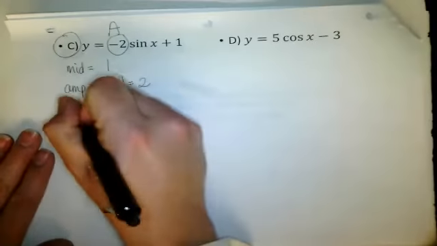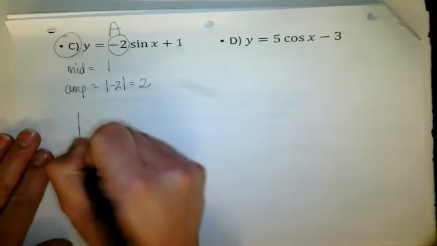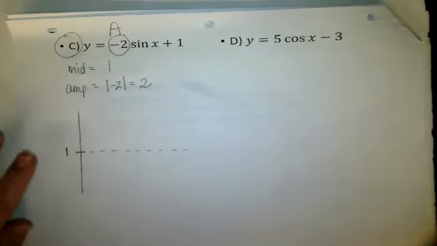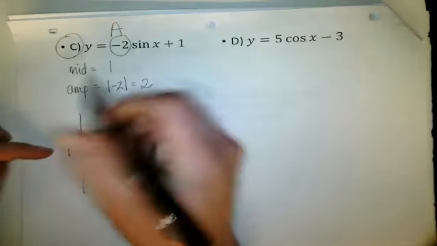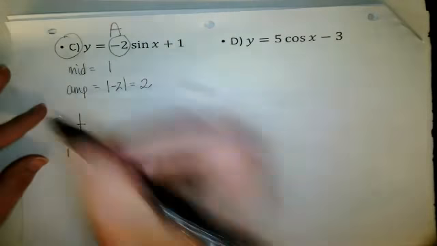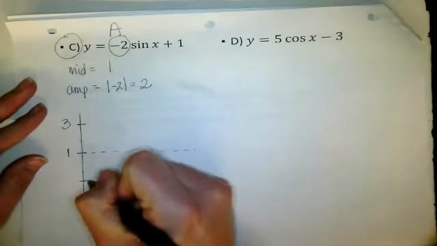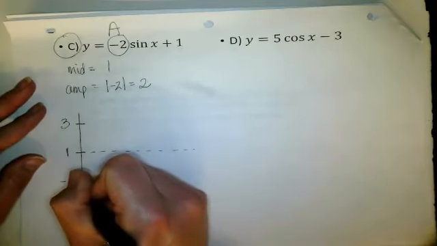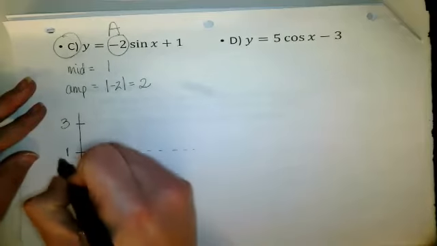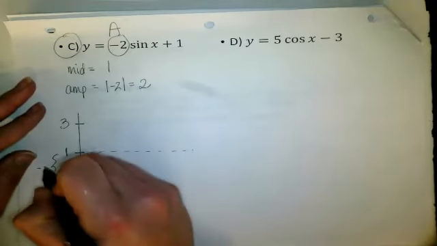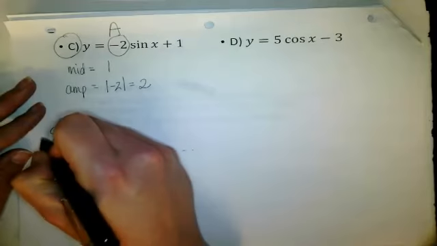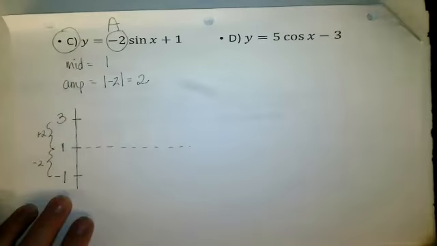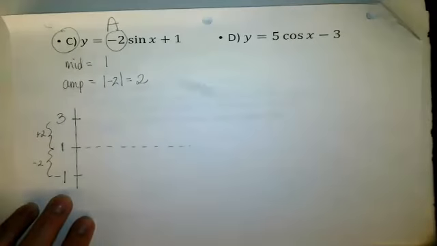Okay. So on my vertical axis here, my midline is 1. So I'm going to go ahead and make that my dotted midline. The amplitude says 2 above. What's my maximum? 3. And then 2 units below 1, my minimum value would be -1. And so this is how it's working. 1 minus 2 and 1 plus 2 gets us our maximum and minimum values. 2 above and 2 below.